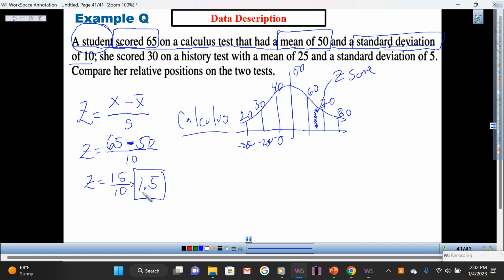Question. This is a positive 1.5. Tell your neighbor what would have happened if it was a negative 1.5. Talk it over with your neighbor. What would it be if it was a negative 1.5?